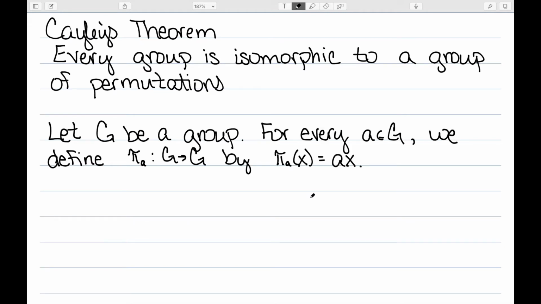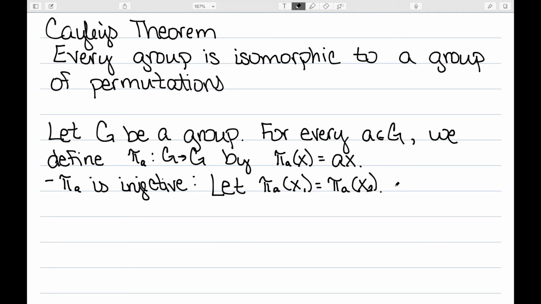For every element A in G, I'm going to define this function pi of A that goes from G to G, defined by pi of A of x is equal to Ax. So in other words, this is a function that multiplies on the left by A. So the first thing I want to show is that pi of A is a permutation. A permutation is a bijective function from G to G, so I need to start by showing it's injective.